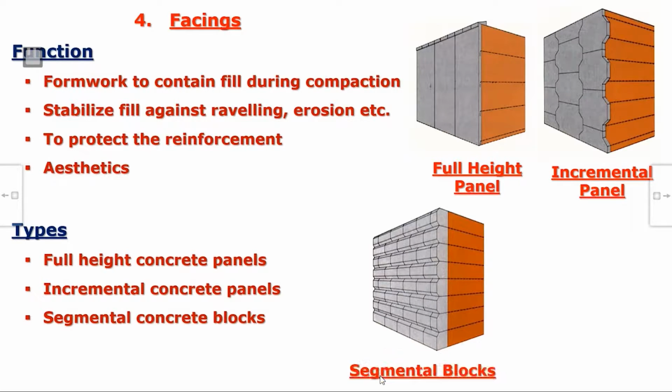What has come recently, in the last maybe 7-8 years or so, and most of them are patented, is what is known as segmental concrete blocks. Here they are very, very small blocks like this. You can lift them by hand also, and one layer of blocks you put and you do earthwork for one layer. Then you put your reinforcement, over that you put another block, then do the second layer, like that.